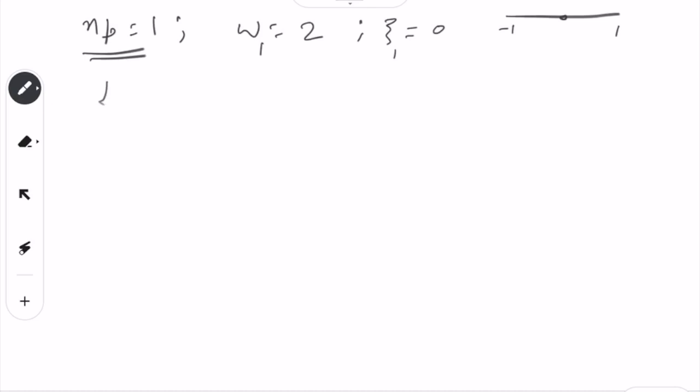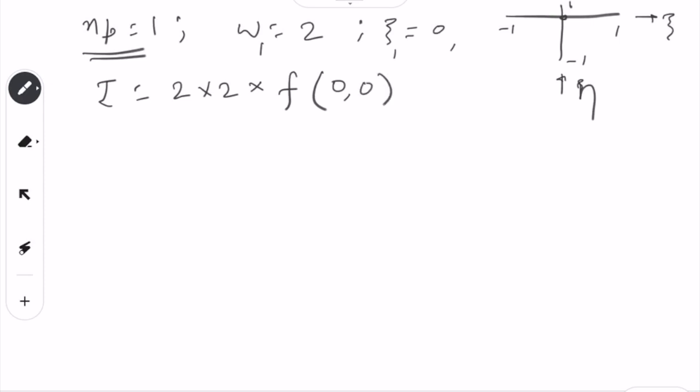So the I value will simply be W1 equal to 2, so 2 multiplied by 2, and then we will have f of xi1 equal to 0, and then another one is also minus 1 to 1. This is xi, this is eta, so we have 0, 0. So I equals 4 f(0, 0), simply.